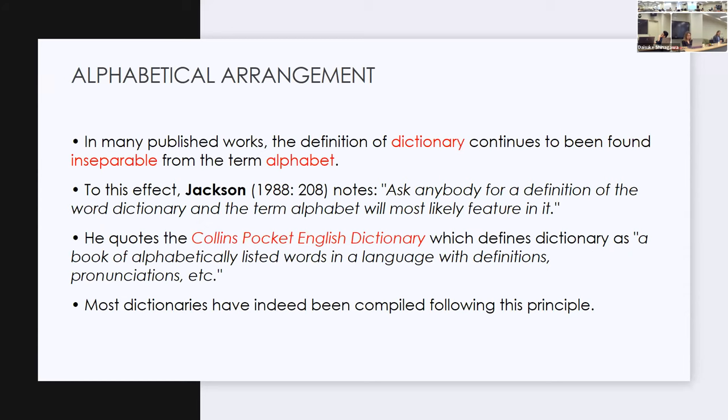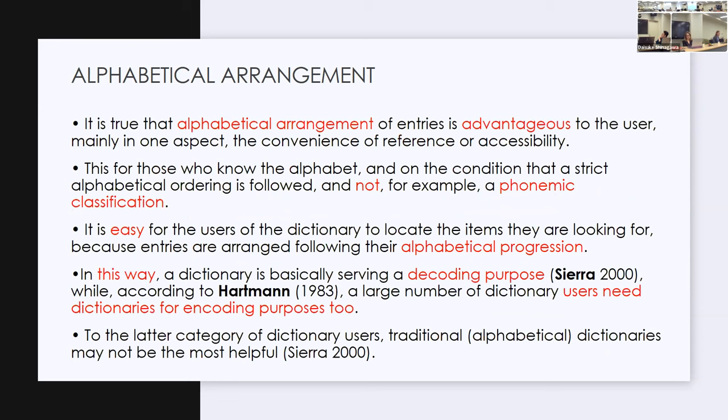Now, in many published works, the definition of dictionary continues to be found inseparable from the term alphabet. Also, for example, in Jackson's manual, ask anybody for a definition of the word dictionary and the term alphabet will most likely feature in it. Quoting the Collins Pocket English Dictionary, a book of alphabetically listed words in the language, and so forth and so forth. And most dictionaries are indeed A to Z lists.